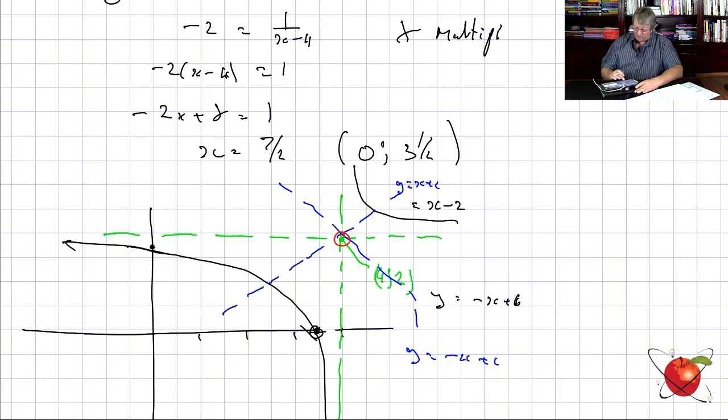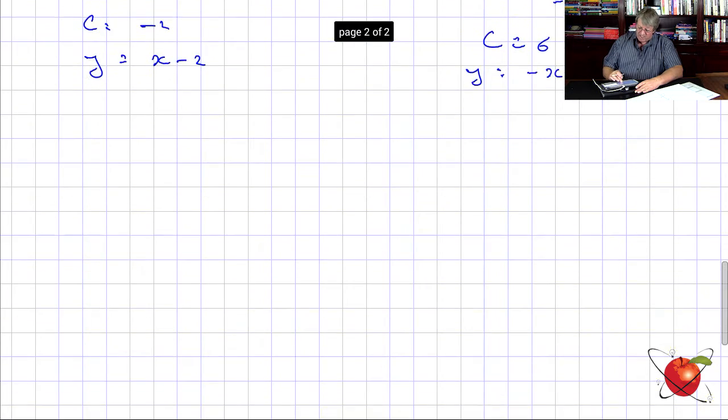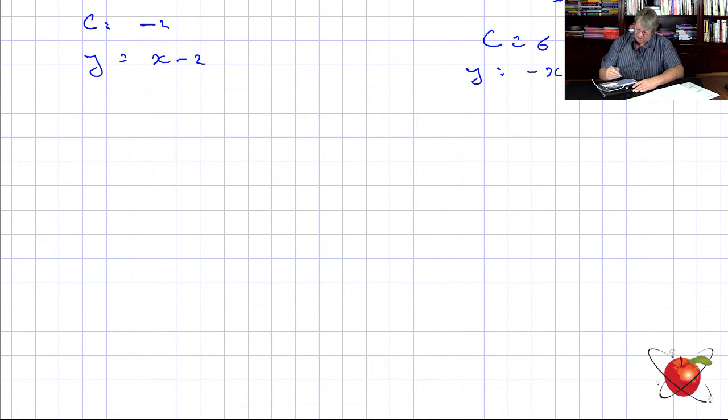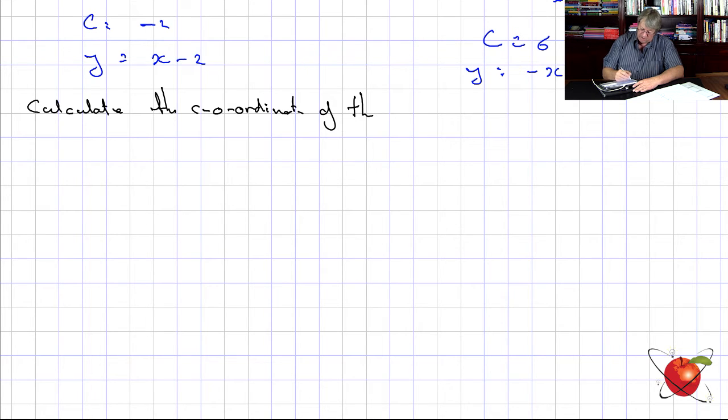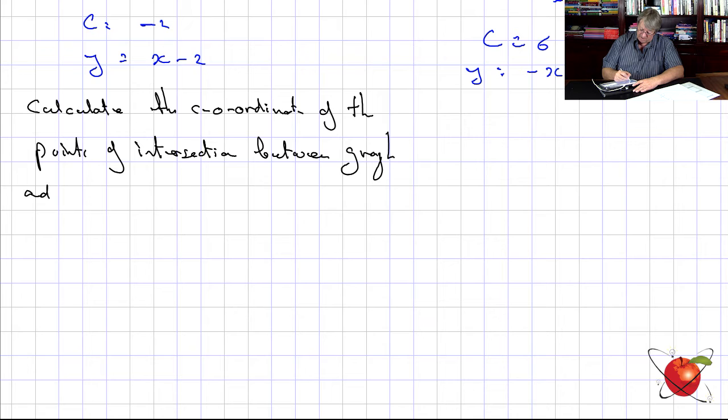Okay. Just as a little follow-up, you say, okay, does it look about right? The next thing they're going to say, okay, calculate the coordinates of the points of intersection between the graph and axis of symmetry.